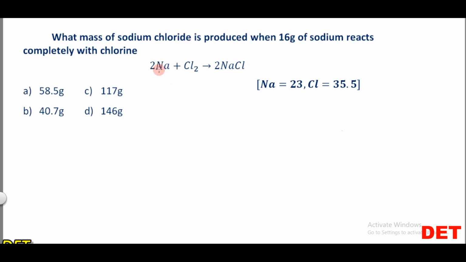We have 2 sodium here, 2 sodium here, and 2 chlorine here. Multiplying this chlorine by 2 will give you 2 chlorine, so the equation is balanced. Again, the question is, what mass of sodium chloride is produced when 16 grams of sodium reacts completely with chlorine? We're given the balanced equation, the relative atomic mass of sodium as 23, the relative atomic mass of chlorine as 35.5, and these options.